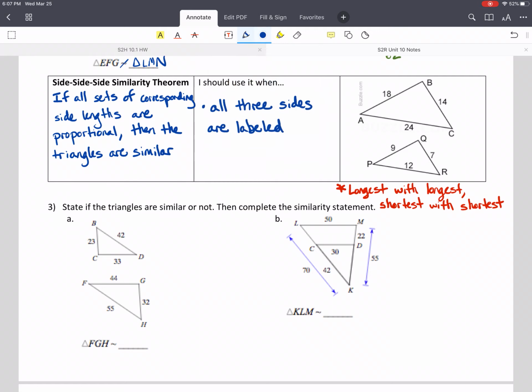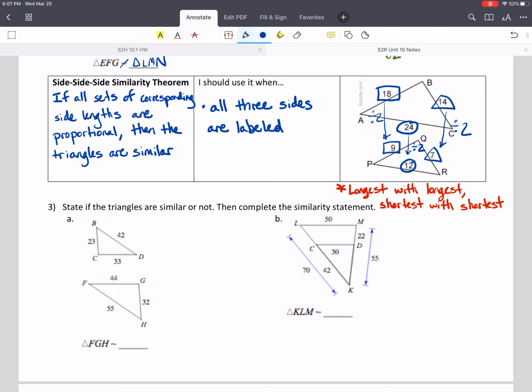So I can take a look and I see my longest side is 24 and my longest side is 12. Well, I know to get from one to the other, we can just divide that by 2. My next longest is 18 and that goes to 9. That's a divide by 2, which means that 14 is going to go with 7, which is also a divide by 2. So we have some similar triangles there.